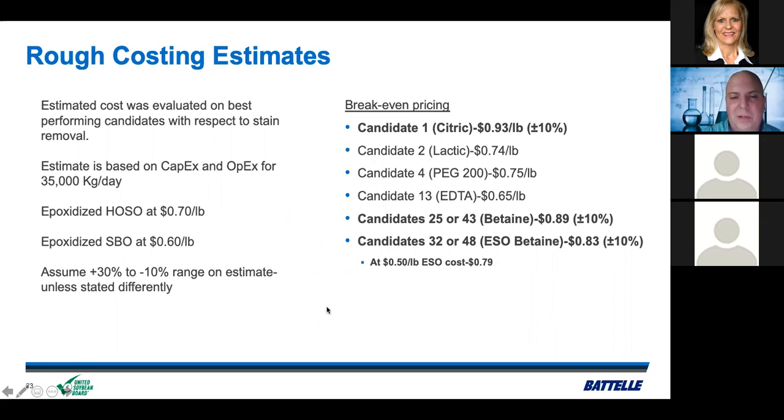Candidates 25 and 43, which is the high oleic soy betaine, is about 89 cents a pound. And then candidates 32 and 48, which are the commodity epoxidized soybean betaine, is about 83 cents a pound. And typically epoxidized soybean oil, traditionally, has been about 50 cents a pound, and that would change the price only by 4 cents. And the reason for that is that you are reacting with more materials when you use commodity soy, so it's the other materials cost that's balancing and offsetting that price.